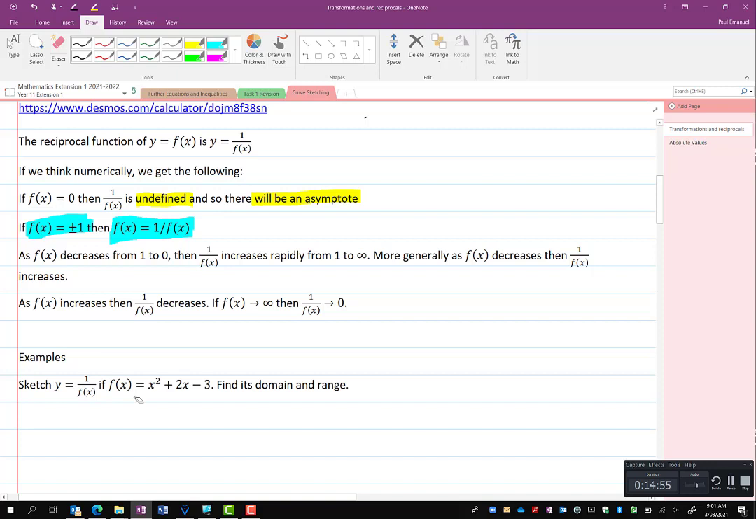We'll start to think about what that means for a graph in a second. As f(x) goes from 1 down to 0, 1 on f(x) increases rapidly from 1 to infinity. What do I mean by that? When f(x) goes from 1 to 1/2, then 1 on f(x) goes from 1 to 2. As it goes from 1/2 to 1/4, which is half that distance, it goes from 2 to 4, so it goes twice as far, and so on.